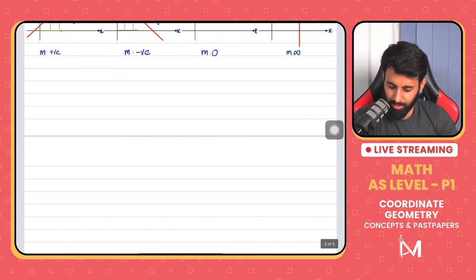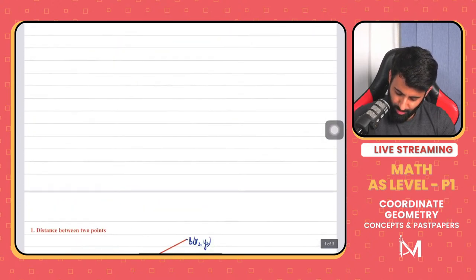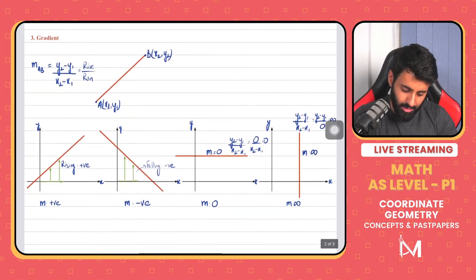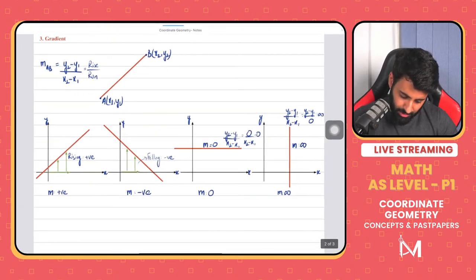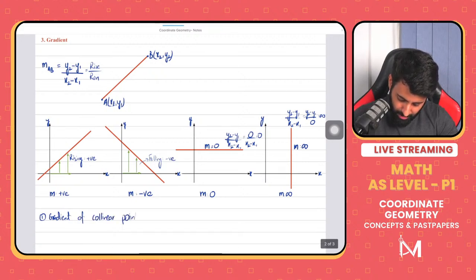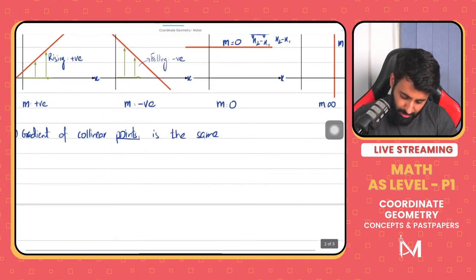All right, now moving on to the next concept. Actually, wait, before we do that, related to gradient there are three more concepts. So point number one related to gradient is the gradient of collinear points. What does that mean? And what does collinear points mean? Collinear points basically mean points lying on the same straight line.